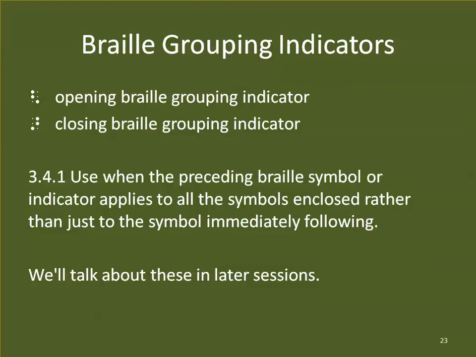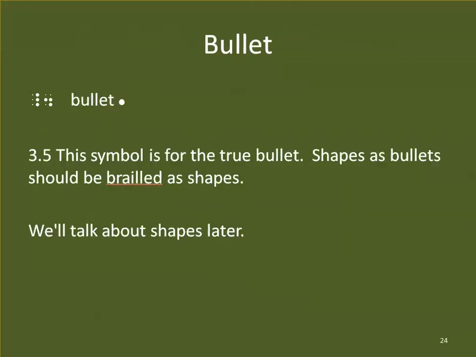Okay, moving on to Braille grouping indicators. We've seen these before as roots to other grouping symbols that are actually there in print, parentheses, brackets, braces, what have you. But these Braille grouping indicators are indicators, so they are not present in print. We use these when the preceding Braille symbol or indicator applies to all the symbols enclosed within those indicators, rather than just to the symbol immediately following some other indicator. We'll be talking about those in a later session.